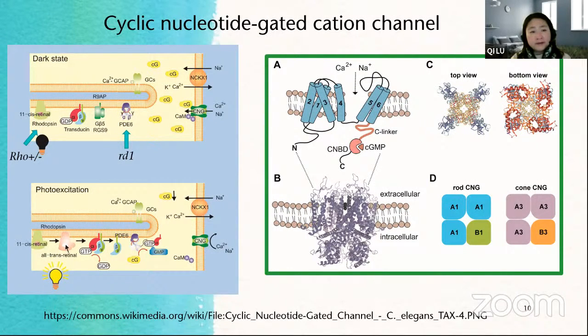CNGA1. Actually, I'm a little confused. Maybe in a rod photoreceptor, this CNGA1 is not from cone. The rod photoreceptor expresses or upregulates its own CNG channel to see if it's functional.